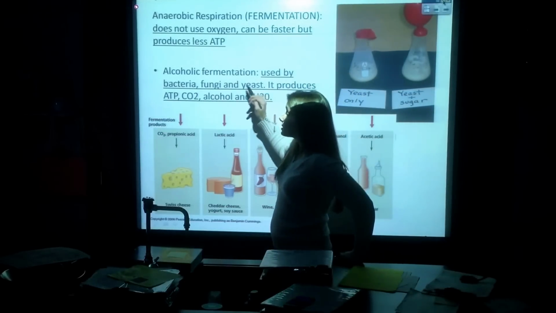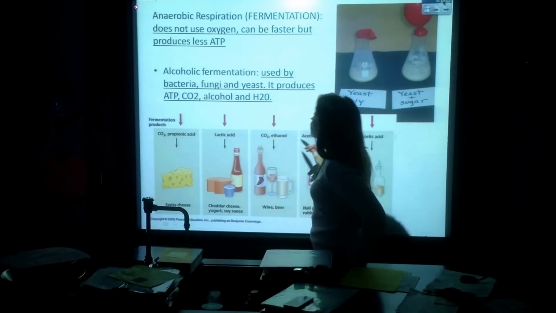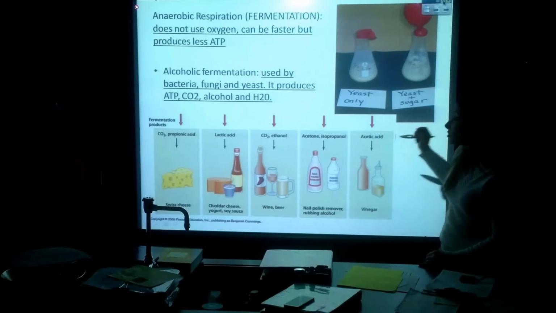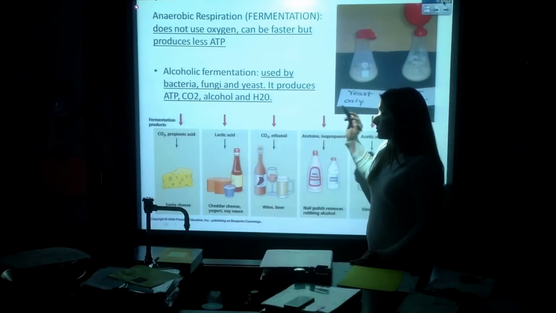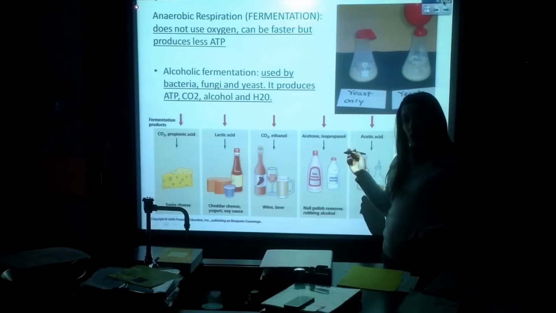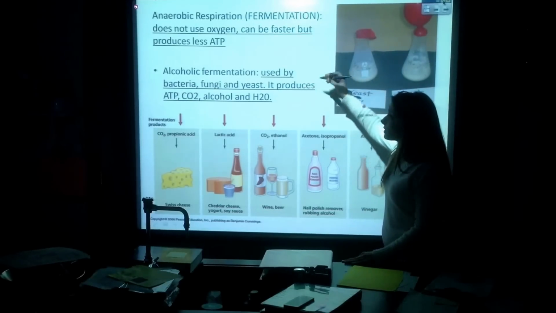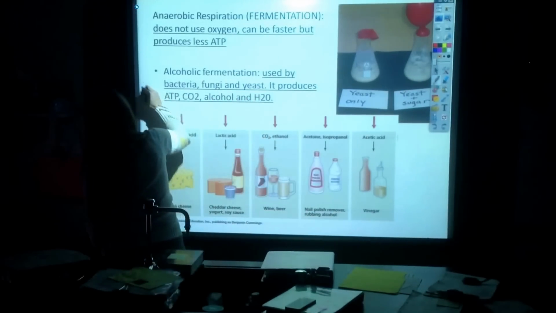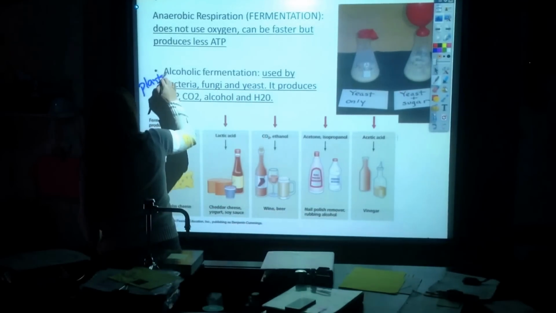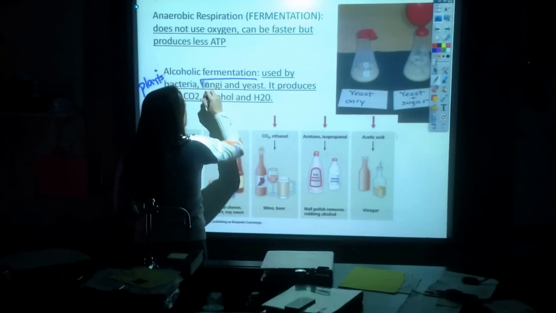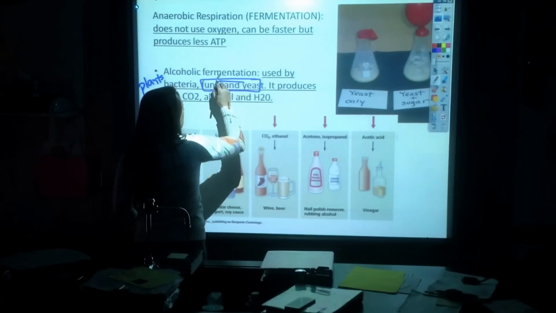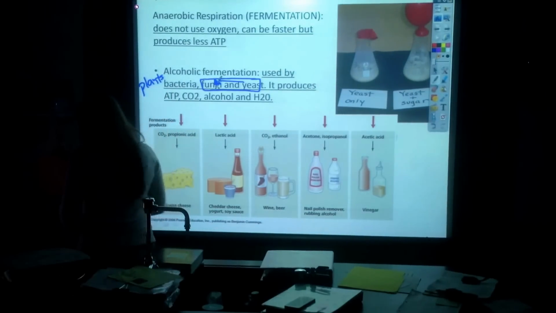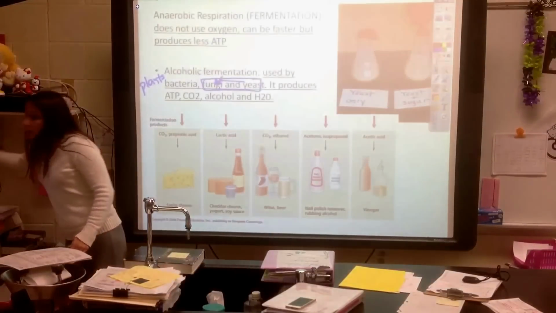Fungi, yeast, bacteria, and some plants are going to perform alcoholic fermentation. And so this is actually where wine and beer and all sorts of other alcohols come from, is from these organisms. We also want to add in that plants can perform alcoholic fermentation. Plants, bacteria, fungi, and yeast is actually a type of fungi. Yeast is an example of a fungus. And so when you do your lab, you're going to be using yeast.